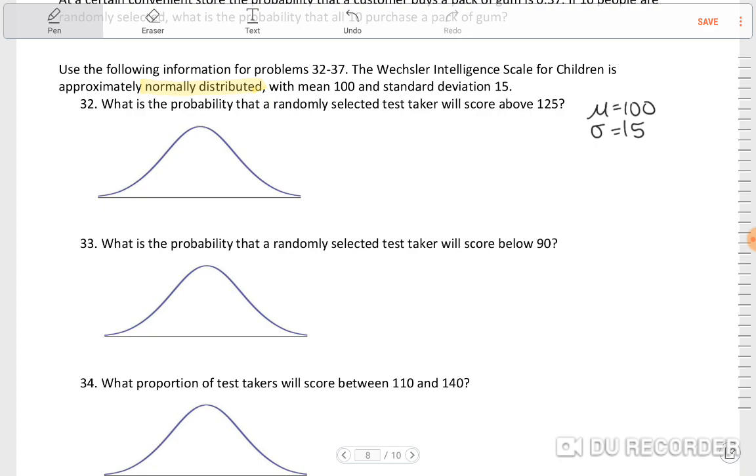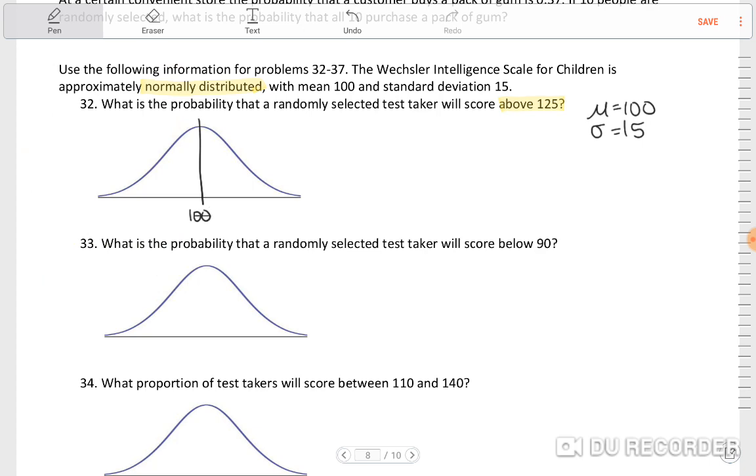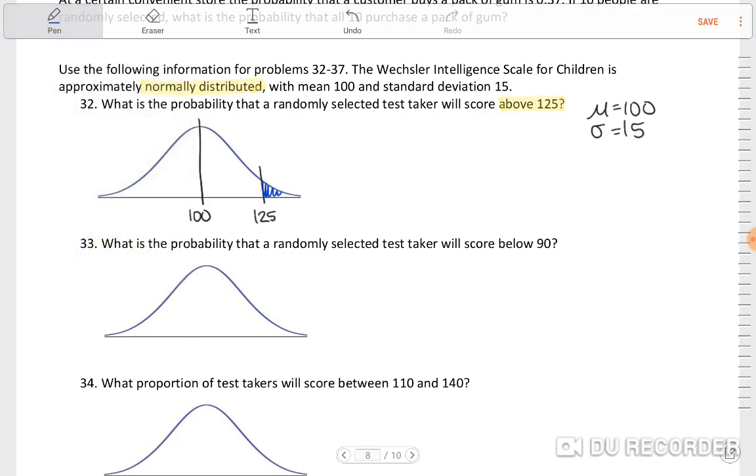Okay, mean is 100. Randomly selected test taker will score above. Okay, so here, above 125. So we need to put that on here. So 125 is going to be pretty far over here, I would say. Since the standard deviation is only 15, 115 would be about here. Maybe not quite that far. But they said above. It's this area here.